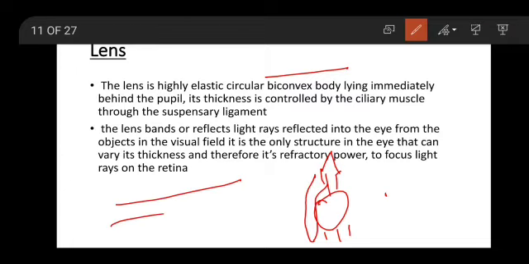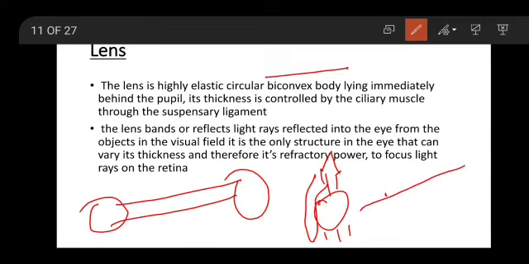Just imagine you have a rubber in your hand. If you stretch it from both sides, what will happen? The rubber's thickness will become thin; it will decrease. So here, if the object is too far, the suspensory ligament will stretch the lens, the lens thickness will decrease, the lens becomes thin, and we will be able to see the image which is beyond 6 meters. And if the object is nearer than 6 meters, the lens will be thick, the suspensory ligament will relax, and the ciliary body will contract.